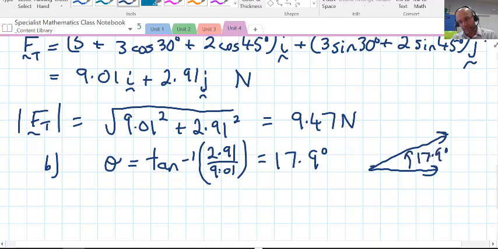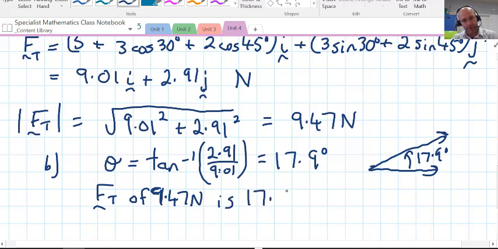So we've got this resultant vector of 9.47 newtons at 17.9 degrees clockwise from the 5 Newton force.